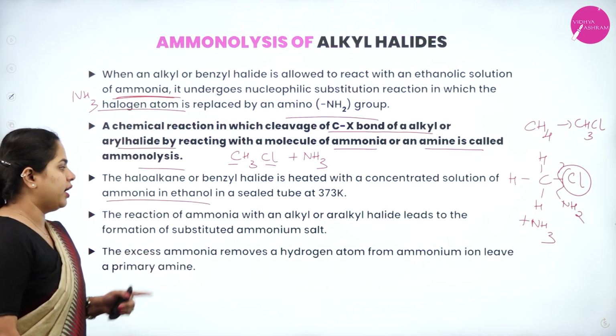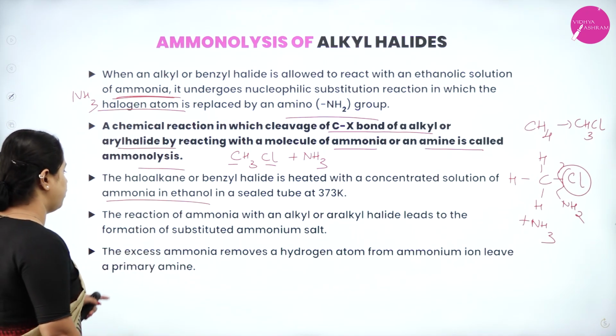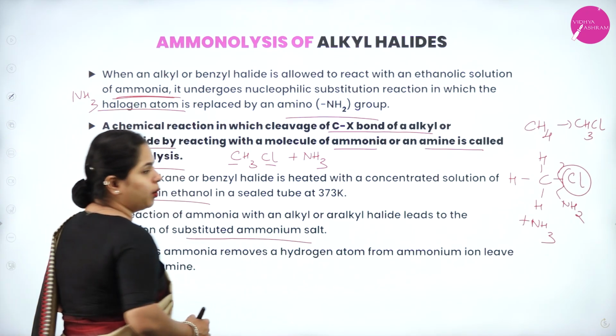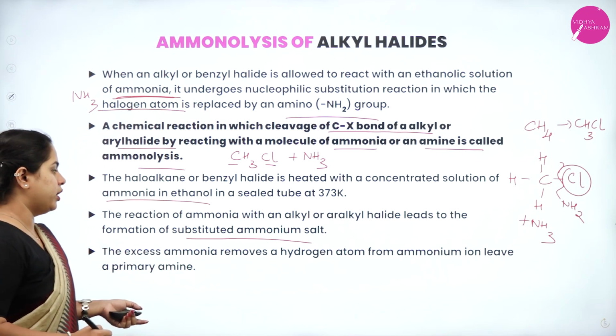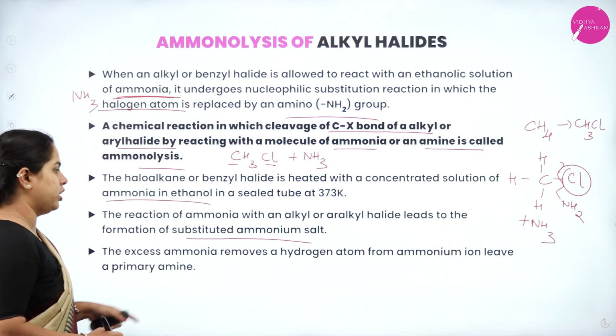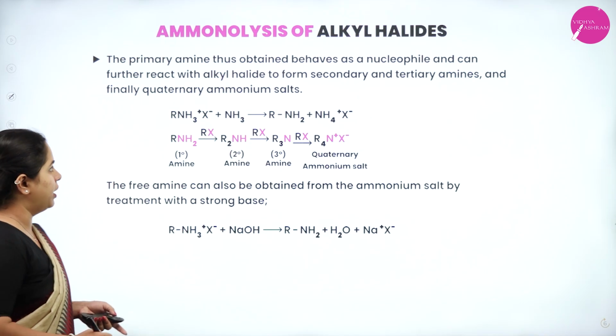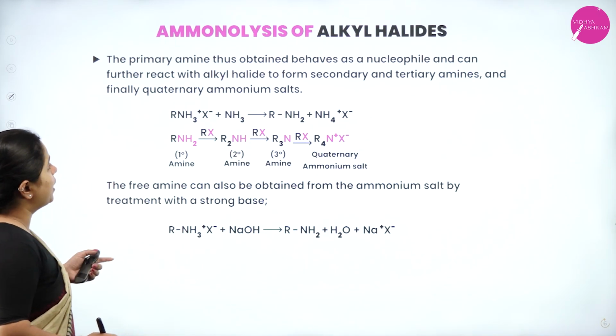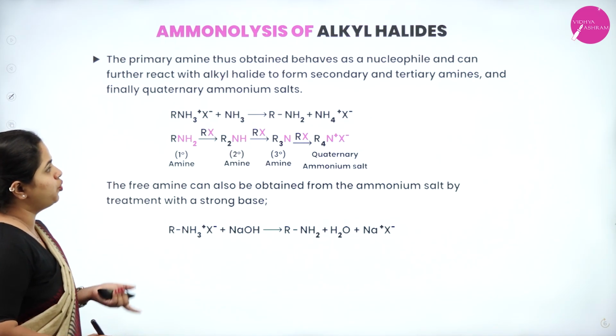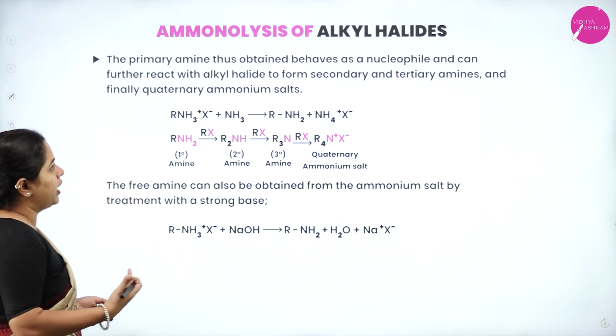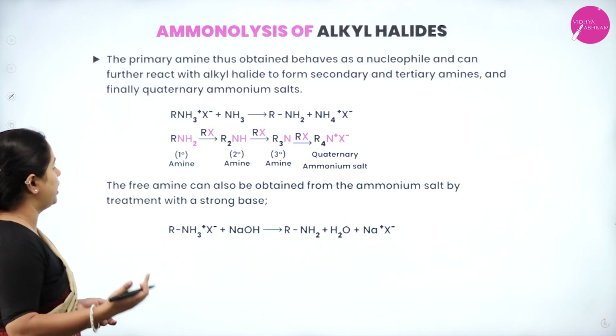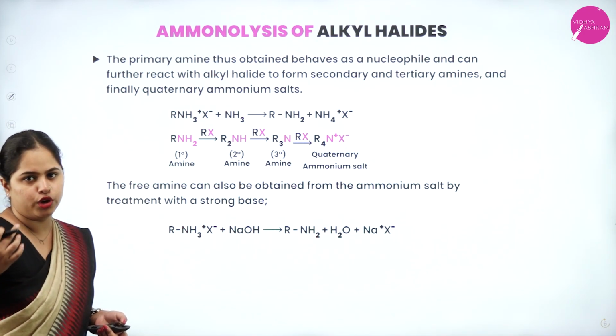The reaction of ammonia with an alkyl or aryl halide leads to the formation of substituted ammonium salt. The excess ammonia removes a hydrogen atom from the ammonium ion and leaves a primary amine. So let's see the reactions here. The primary amine thus obtained behaves as a nucleophile and can further react with alkyl halide to form secondary and tertiary amines and finally quaternary ammonium salt.